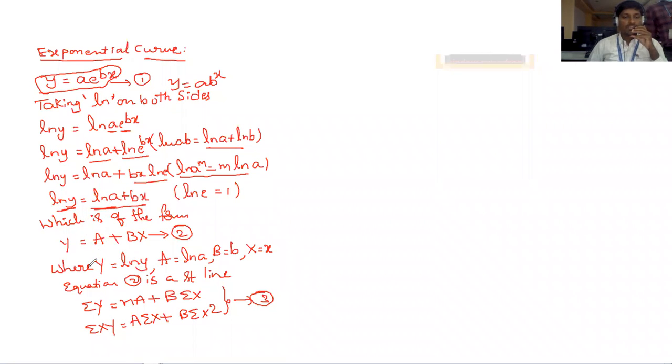Then equation 2 is in the form of a straight line, or in other words, a linear curve. To fit a straight line, we require the normal equations. What are those normal equations? Summation y is equal to na plus b summation x, and summation xy is equal to a summation x plus b summation x square. We take this as equation 3.